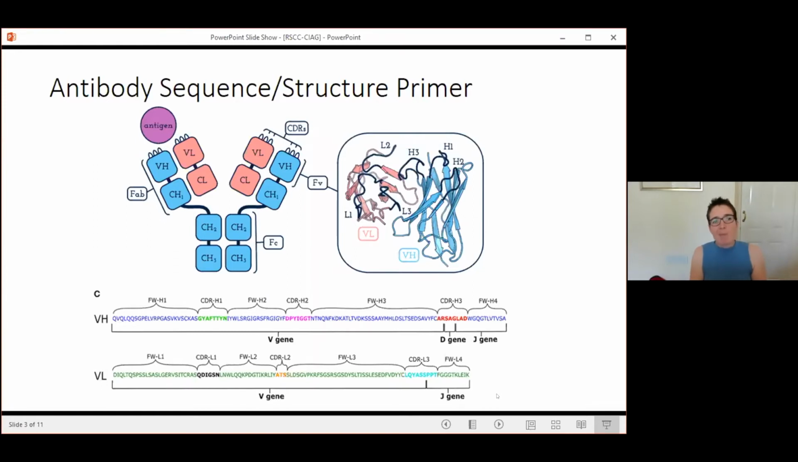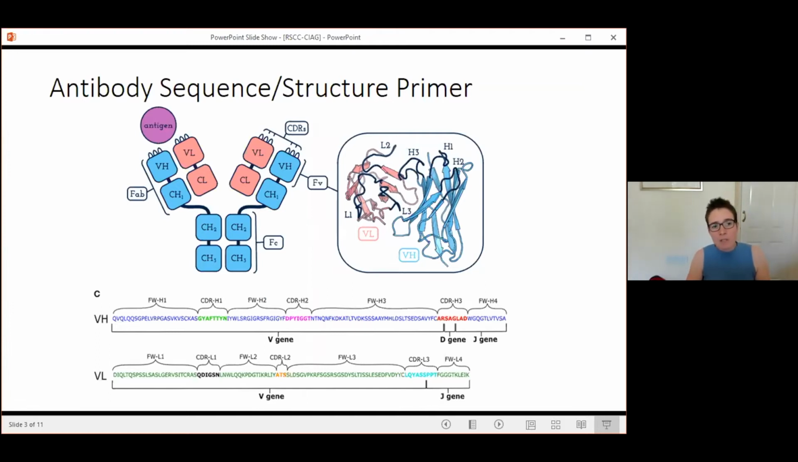So this is a quick primer around antibody sequence and structure. On the left-hand side of this slide, in the block diagram, is the structure of a full human antibody. It's made up of four chains. So it has 2 copies of a heavy chain and 2 copies of a light chain.